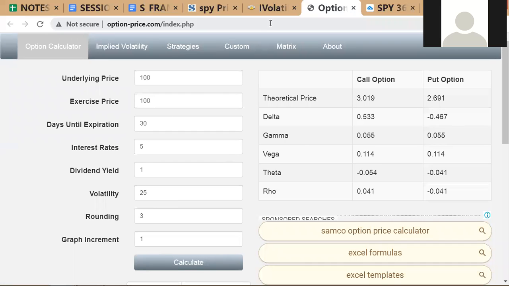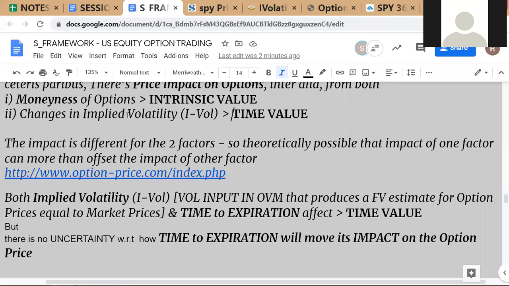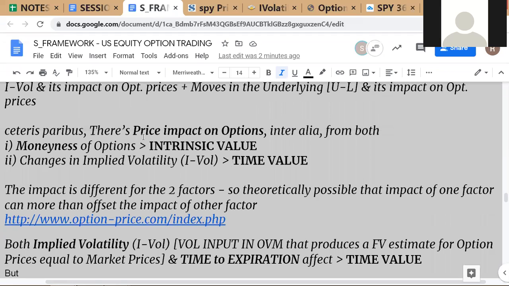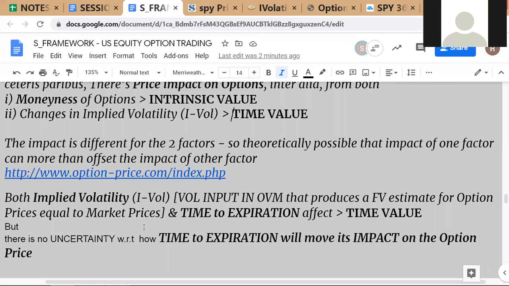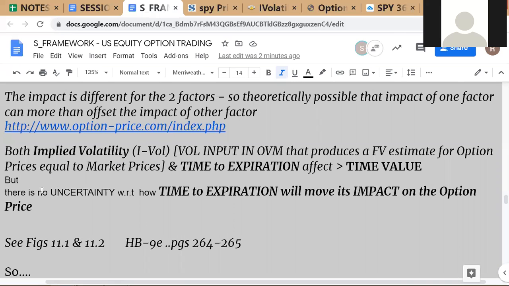So we also know how this thing moves. Once you buy the option, this variable goes only in one direction. It just keeps dropping. Whatever this figure is, it always keeps dropping by one day. Every day it will drop by one. So there is no uncertainty. That's why we don't worry about it. Although in theory the time to expiration affects the time value, there is no uncertainty here. That's why we don't worry about it.